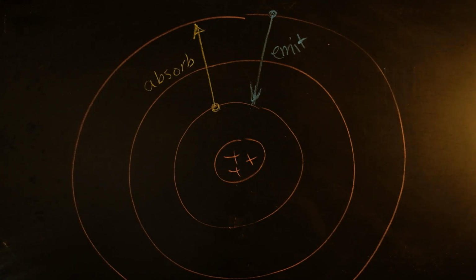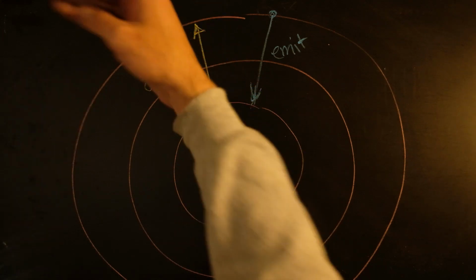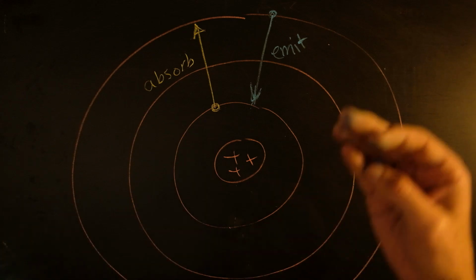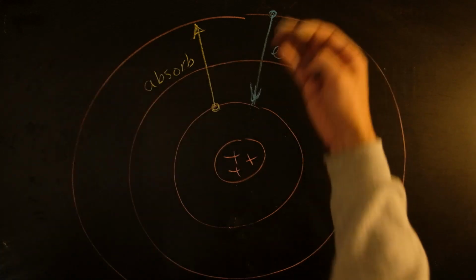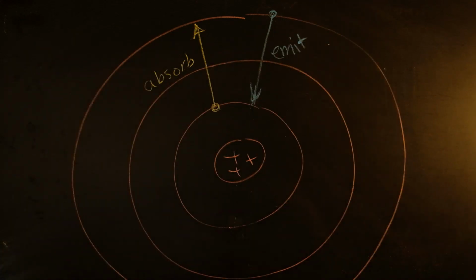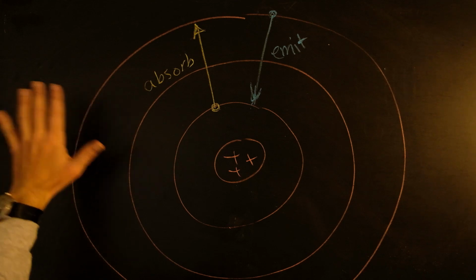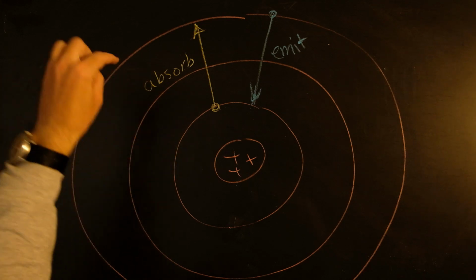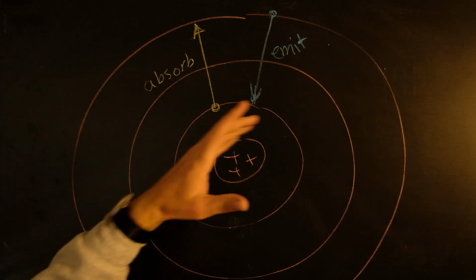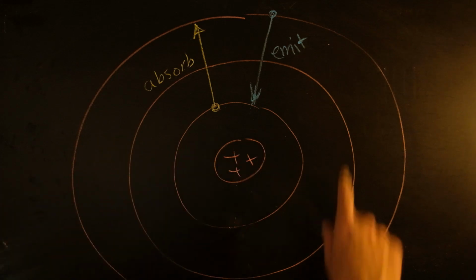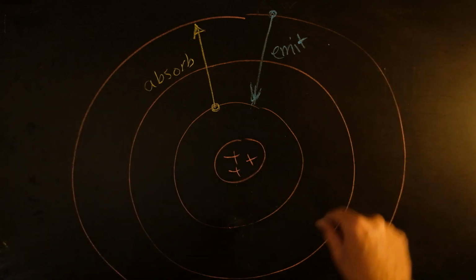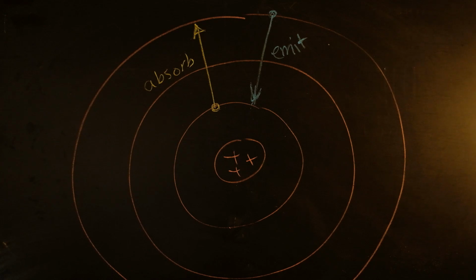That's the main difference between absorption and emission spectra. In one case, electrons jump from a lower state to a higher state. They absorb energy. In the other case, they jump from a higher state to a lower state. They emit this energy. In absorption, we have the full spectrum, but a few lines are missing. In emission, we only have those lines. So they are kind of opposite to each other.